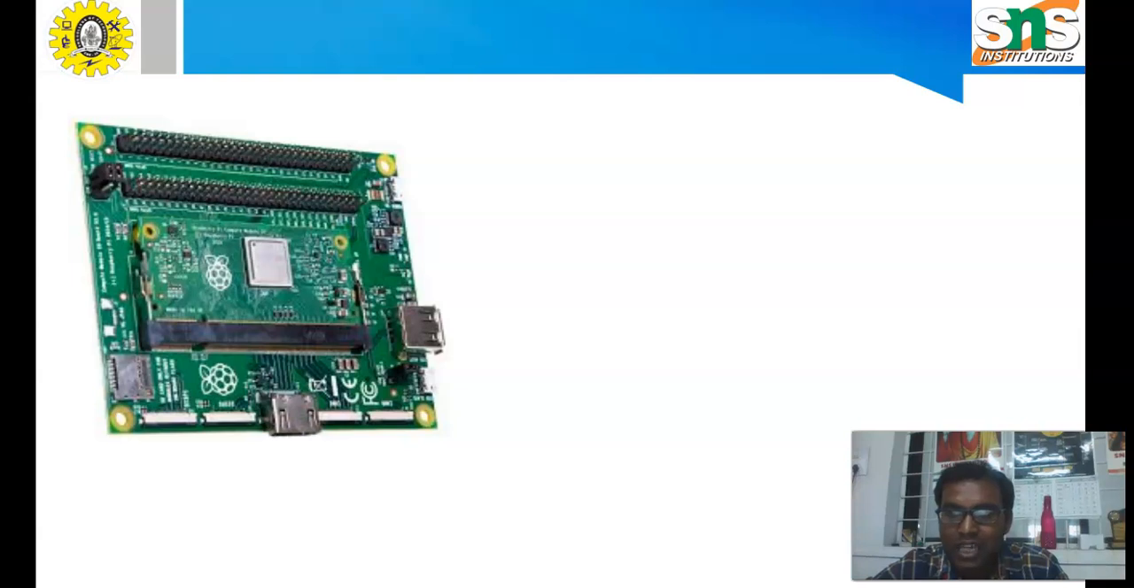The fifth Raspberry Pi model is the Raspberry Pi Compute Module, that means the CM series. It is majorly designed for industrial and embedded systems, and it lacks ports, as it is intended for embedded custom PCBs. It is also available in different versions, CM4, CM3, etc.